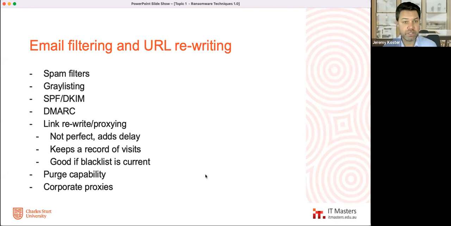But obviously, you need good spam filters. Grey listing is good. This is where the mail system, if it gets a mail from someone it hasn't seen before, will say temporary failure, come back later, and that actually pushes a lot of those spamming engines away.